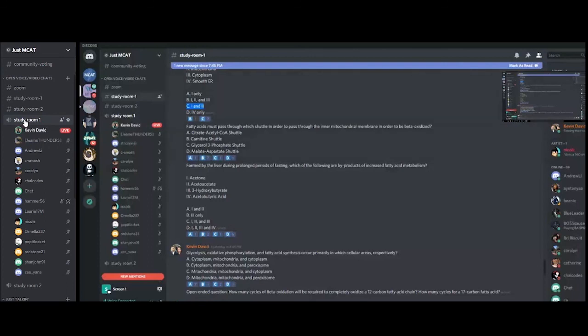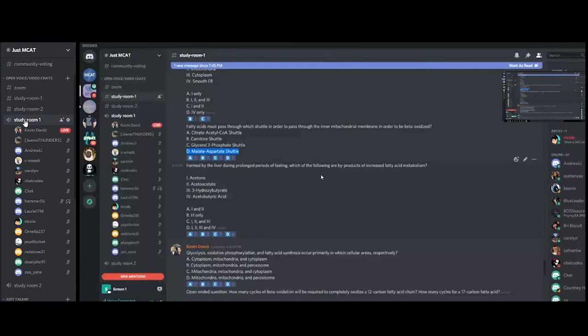So let me ask you guys this. What do some of these shuttles do? Let's start on the bottom here. Let's change the pace a little bit. What does the malate aspartate shuttle do? I think it converts oxaloacetate to malate so it can go through. Yeah, I mean, pretty close.